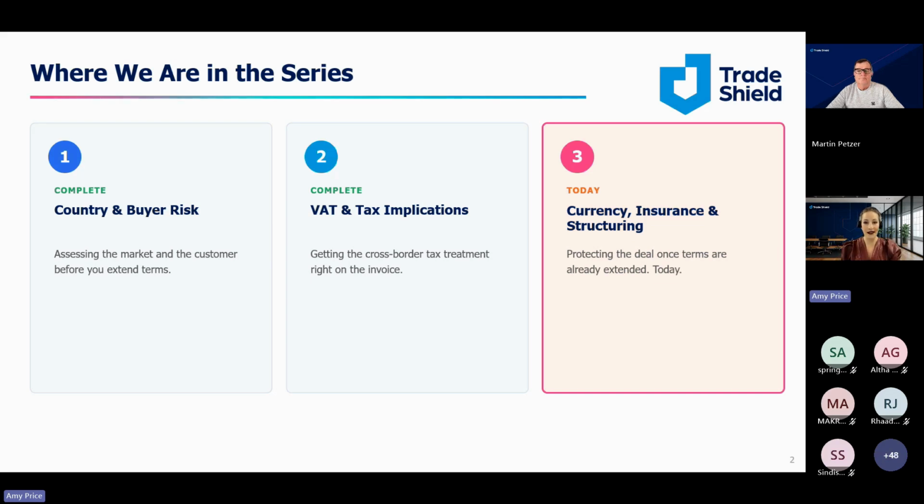So for today, we're looking at currency, insurance, and structuring your deal when you are doing cross-border. We're closing up that loop so that you can say your risk assessment is hopefully well bundled, and that you have a good idea of how you should be working when you want to trade cross-border, which we definitely encourage.